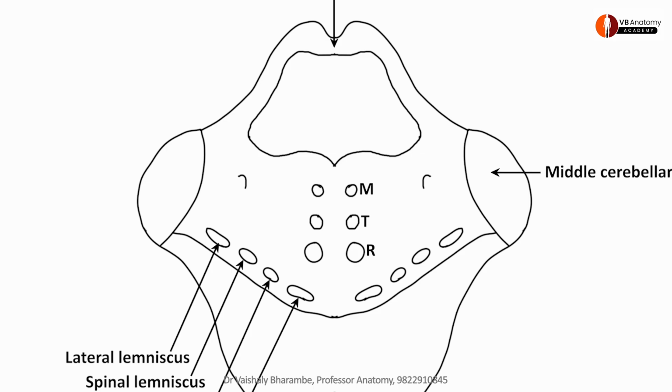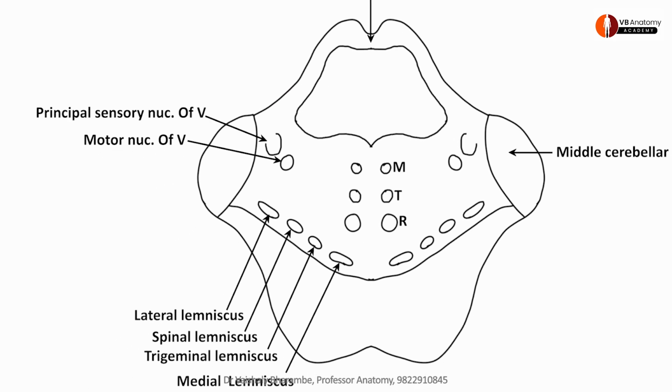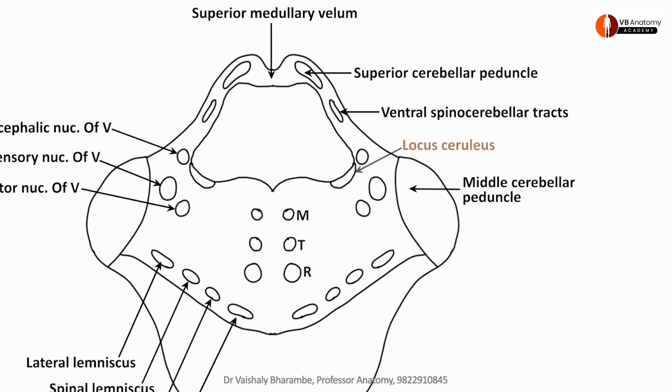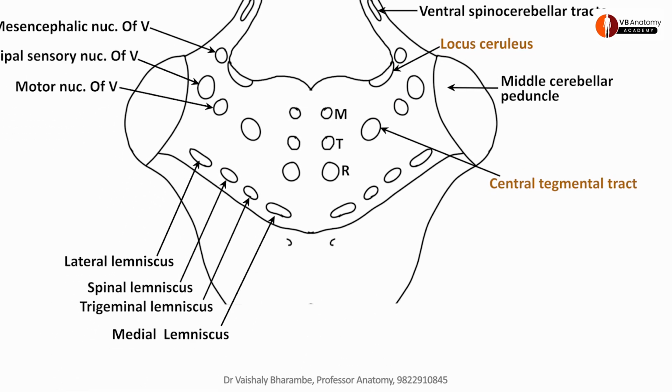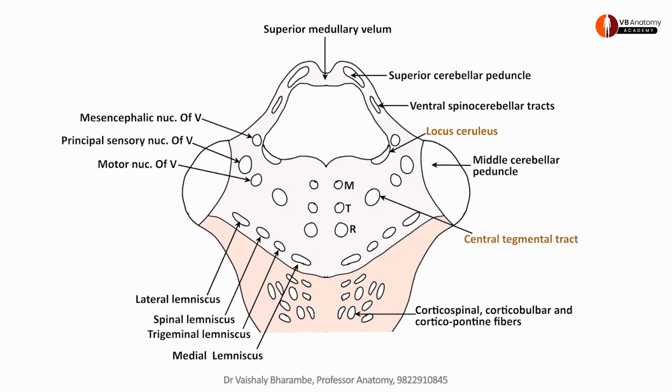Now let's talk about the trigeminal nerve nuclei. The motor nucleus of trigeminal, principal sensory nucleus of trigeminal and the mesencephalic nucleus of trigeminal. This is the ventral spinocerebellar tract, the superior cerebellar peduncle. Here is the locus coeruleus and the central tegmental tract. Let's now draw the sections of the corticospinal corticobulbar tracts here in the basilar pons. There. Now we come to the coloring.